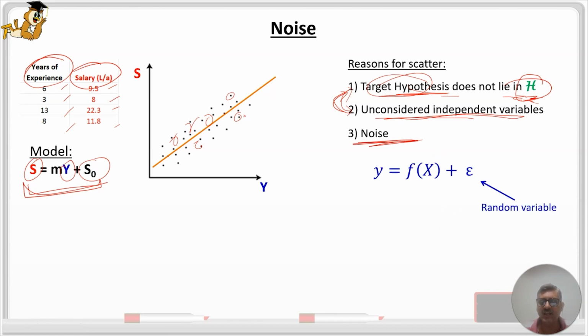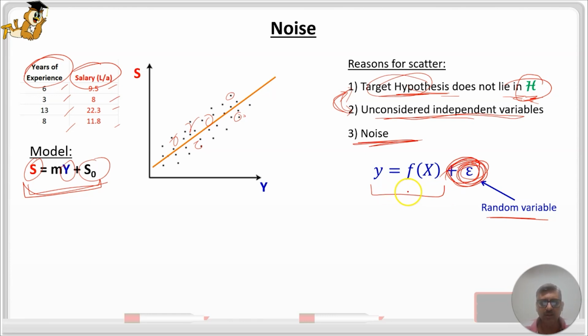So far we've said that the output y is equal to f of x. And now, to capture the idea of noise, we add a random variable epsilon, which essentially takes random values. So this is noise. It is unexplained. It is random. You cannot model it. Therefore, it is inserted here as a random variable.